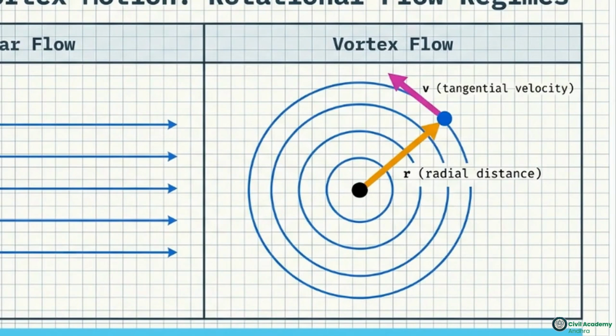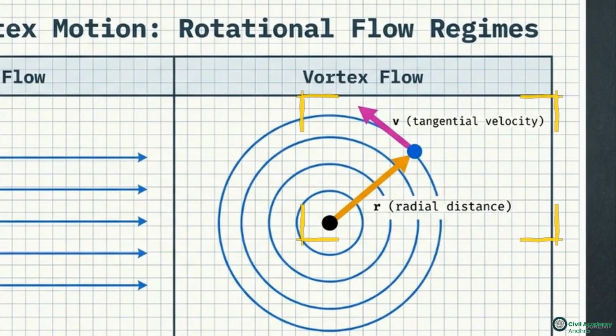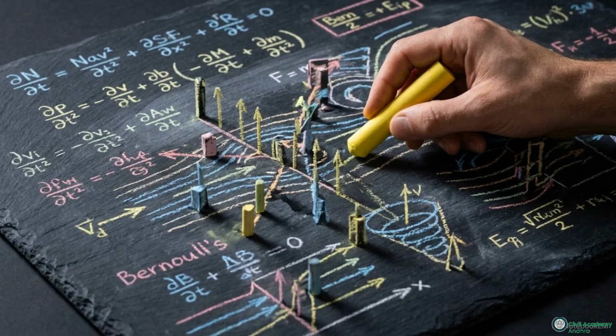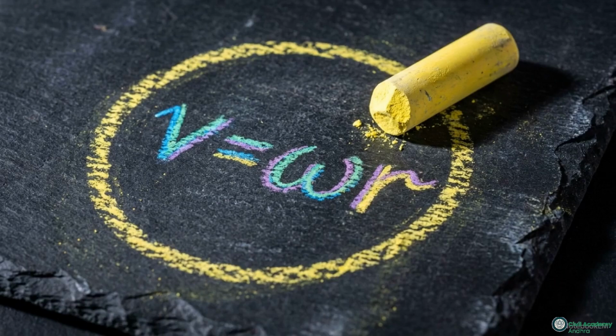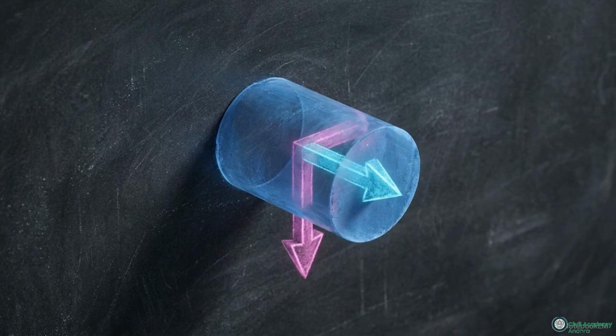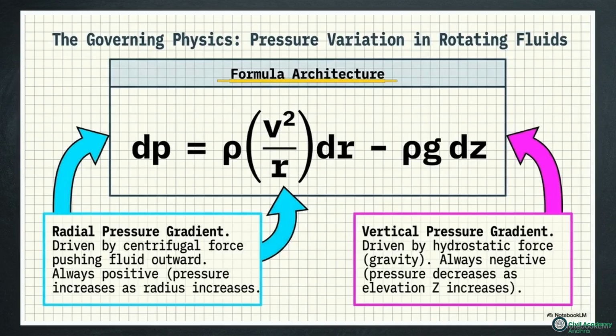Every vortex is defined by two parameters: tangential velocity and exact radial distance from the central axis. To solve any vortex problem on a fluid mechanics exam, your very first step is identifying the exact mathematical relationship between that velocity and that radius. Every rotating fluid experiences two distinct pressure gradients, acting at 90-degree angles to each other. This formula architecture shows pressure variation in rotating fluids, dictated by two competing terms.